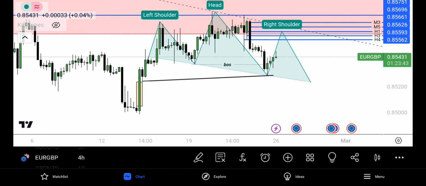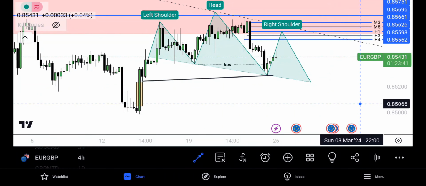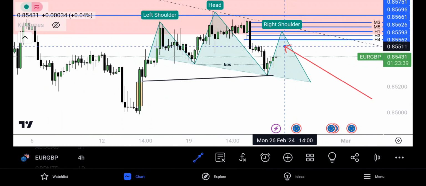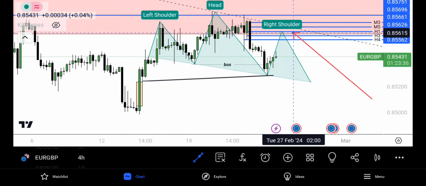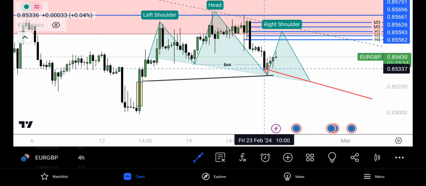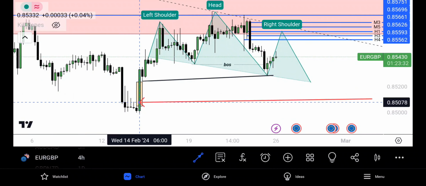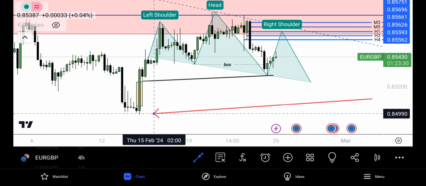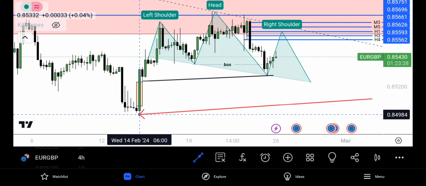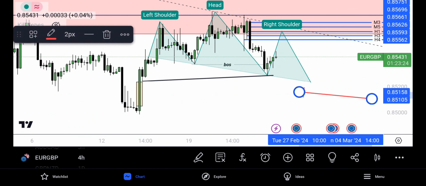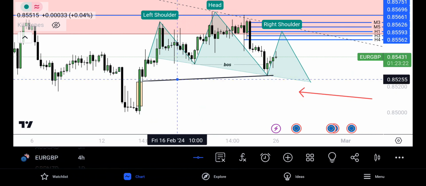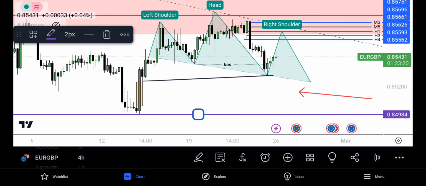So price needs to get to this level, form the right shoulder, then clean out the liquidity here and fill up the imbalance. And also this level is liquidity because there are a lot of buy orders around here. So if I mark out that zone, you can definitely see that that is a liquidity point, right?